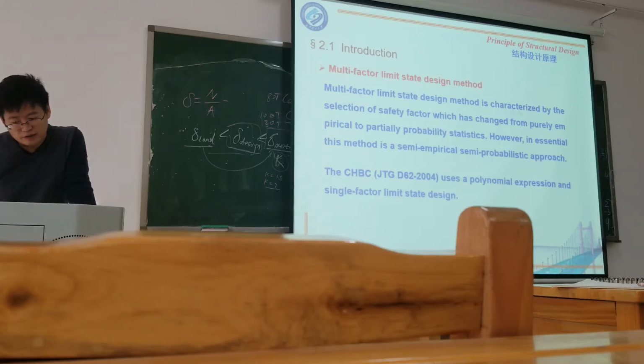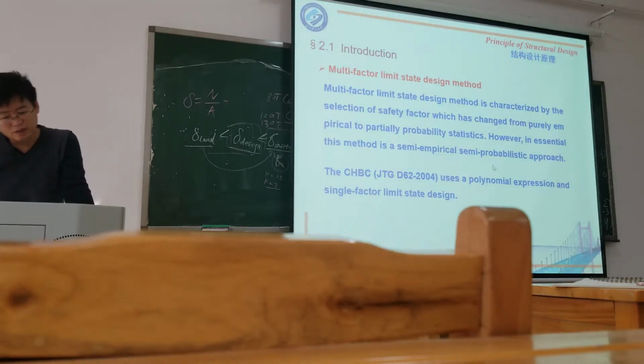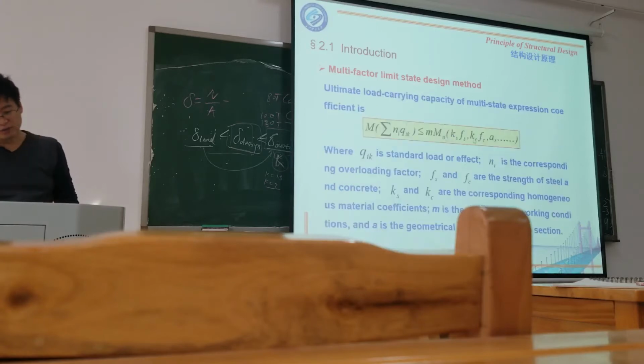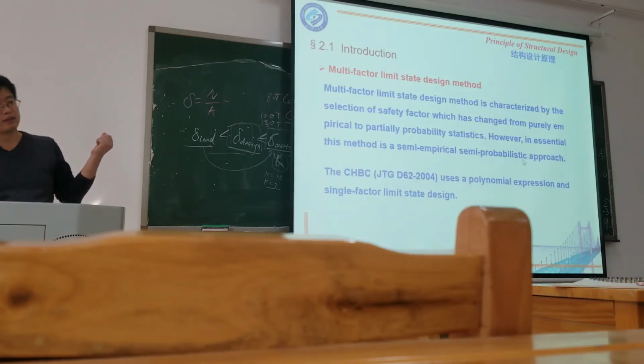This method is characterized by the selection of the safety factor, which has changed from pre-empirical to partially probability statistic. However, in essence, this method is a semi-empirical, semi-probabilistic approach. That means some values of these factors we got by the statistic method, which is a method of probabilities, but some of them are based on experimental experience.